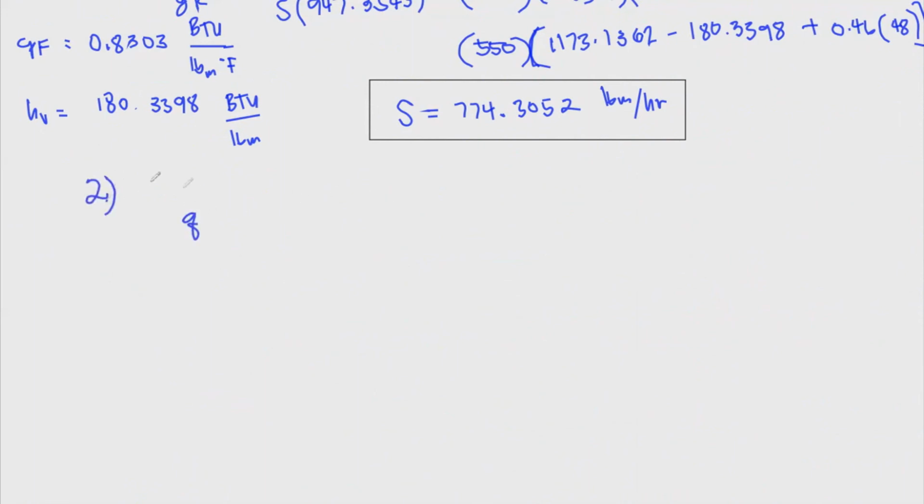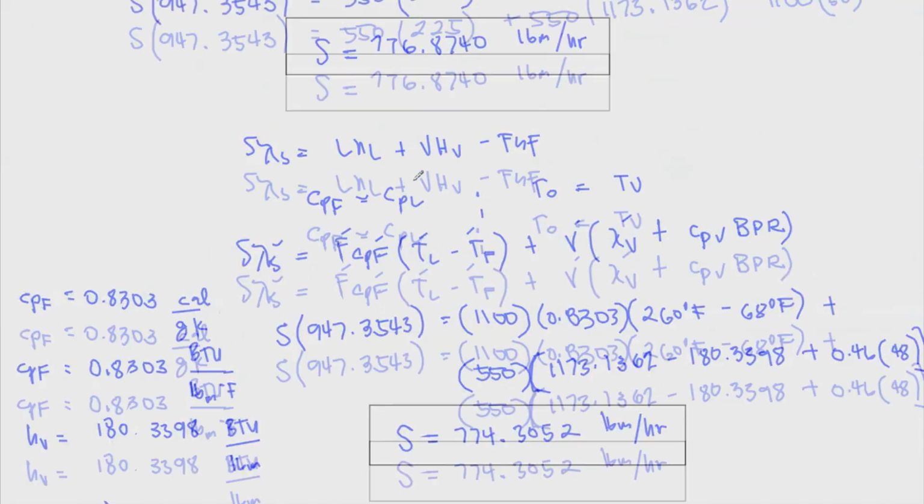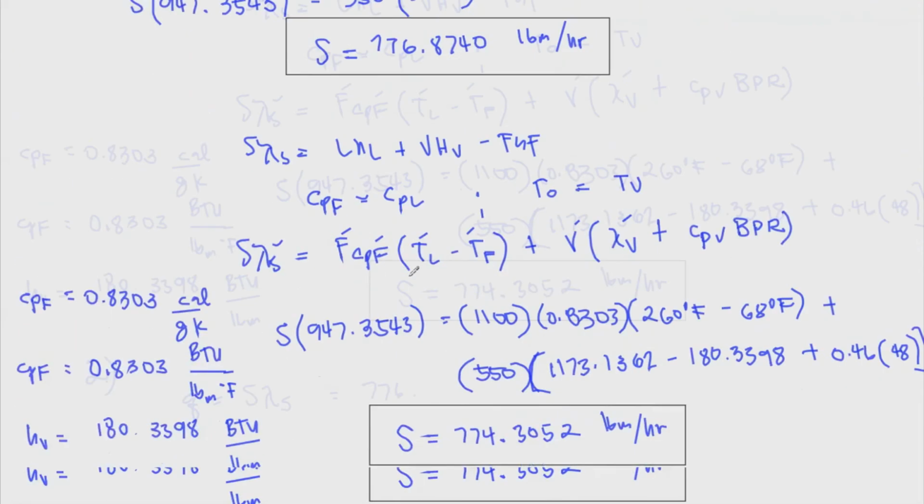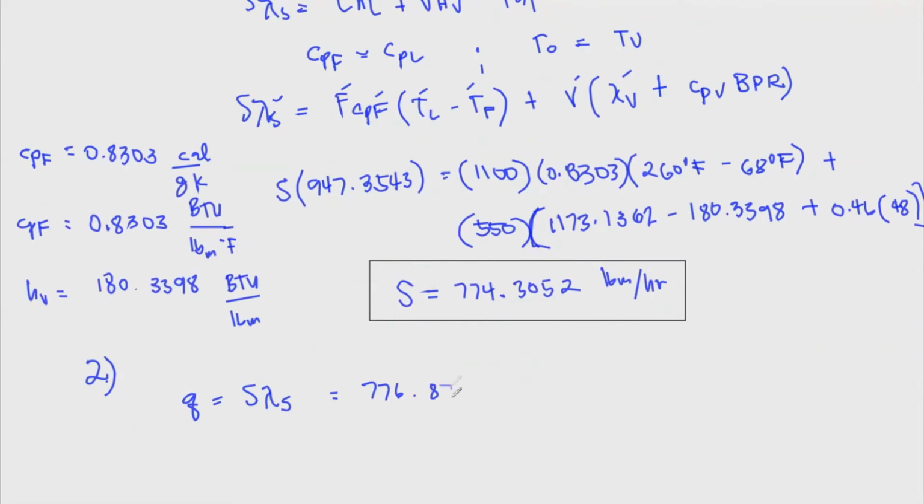So for number 2, we just need to find Q, and then Q is equal to S lambda S. So we just have to take this S, that's 774.3052. So we have this 774. Let's just use the first one. So we have this 776.8740, and then that's pound mass per R.